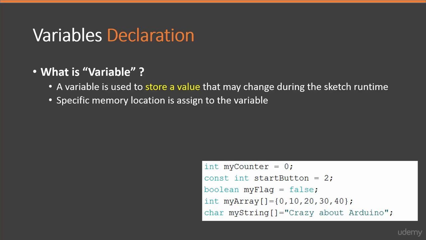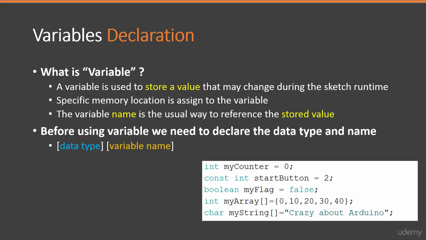Let's say in the same project or in another project, we decided to physically change the connection of the button to pin number 3. So instead of searching the whole lines of code, we can just change it in one single line in the variable declaration.